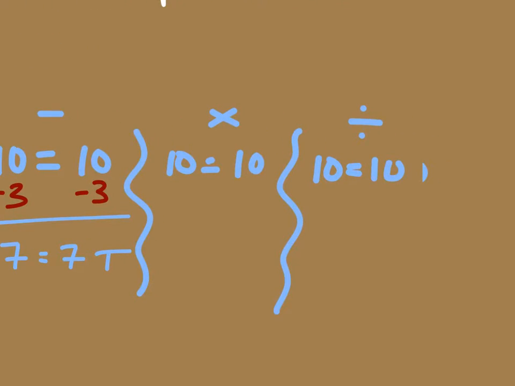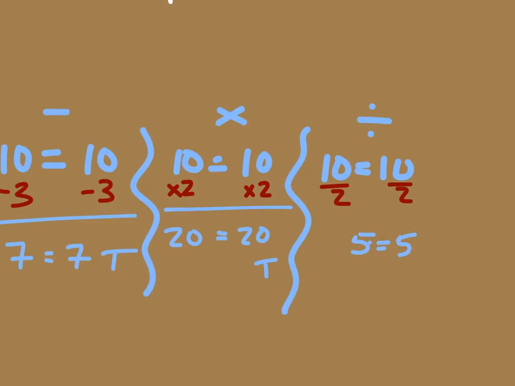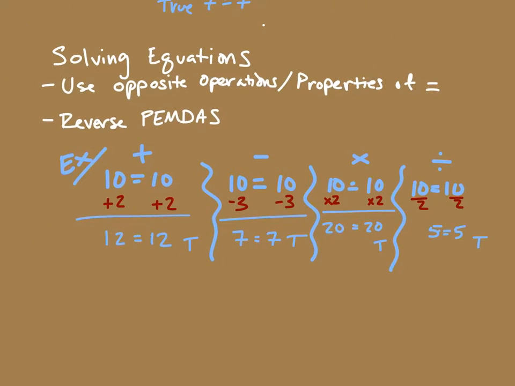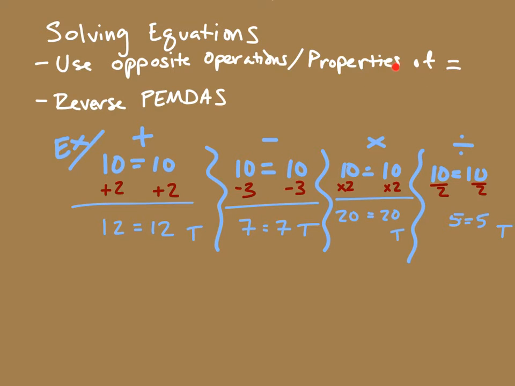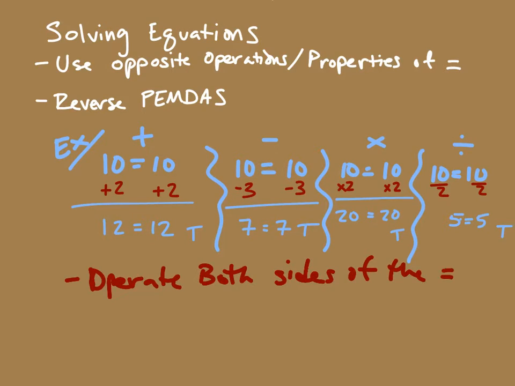If I multiply both sides by 2, then we get that 20 is equal to 20. That still remains a true statement. If I were to divide both sides by 2, then I get the statement that 5 is equal to 5, and that remains true. These are the properties of equality, and what it means is that what I do on the left side, I have to do on the right side. So when we solve equations, we operate on both sides of the equal sign.